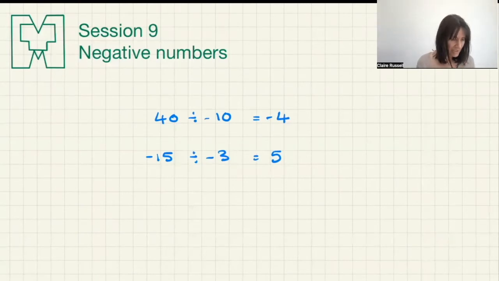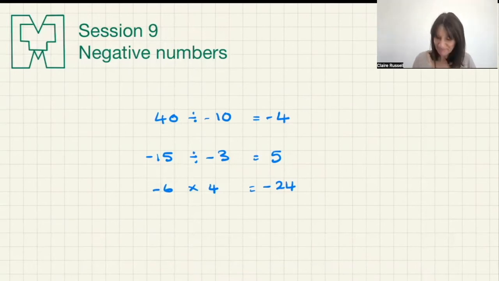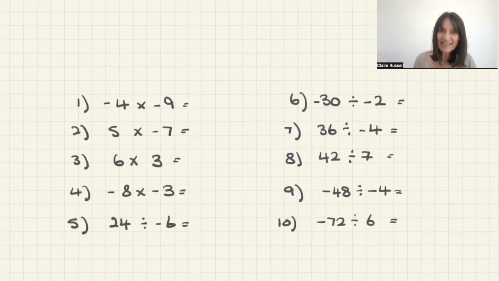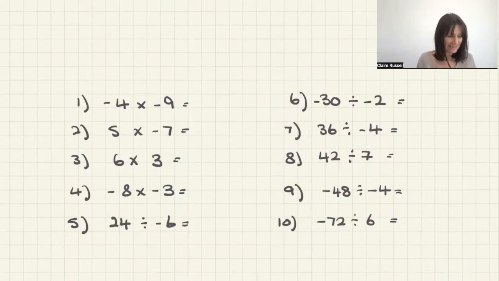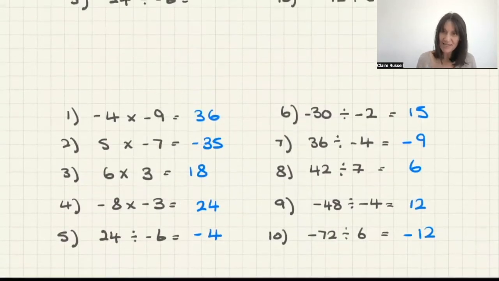Okay, next question is -6 times 4. Hit pause, press play when you're ready. Okay, so I've got 6 times 4, which is 24, and there's one negative in the question, so there's one in the answer. Okay, so you're going to do me a little bit of practice. That's these ones here. There we go. Hit pause and press play when you're ready to see the answers. And there's your answers.